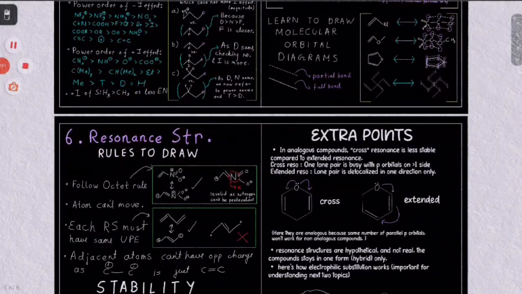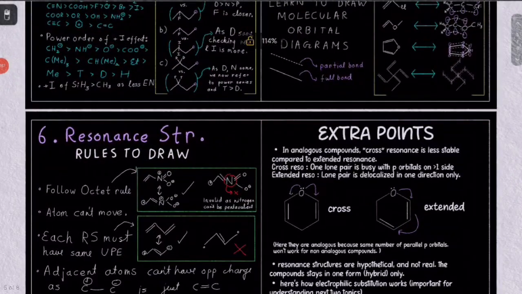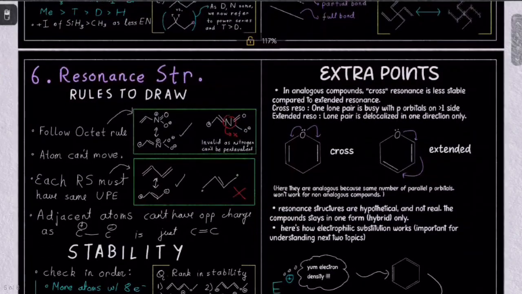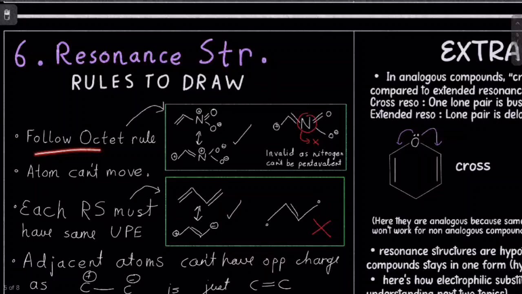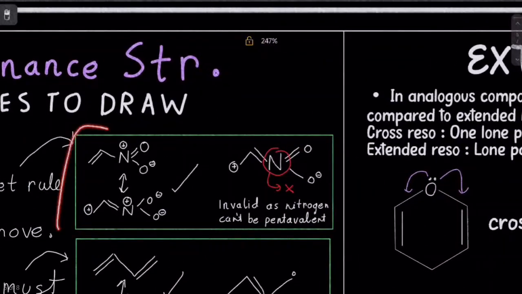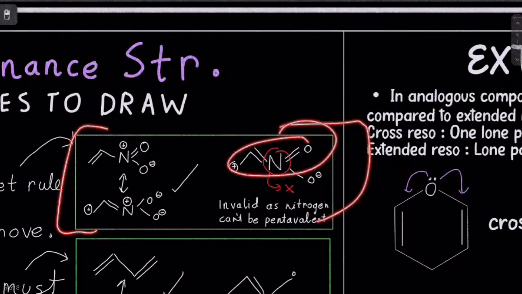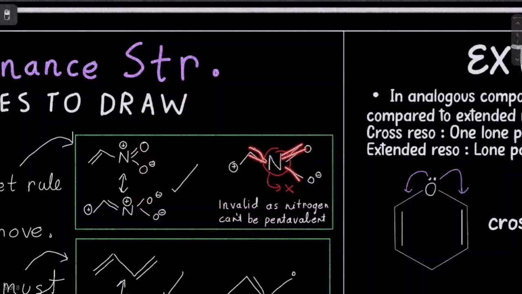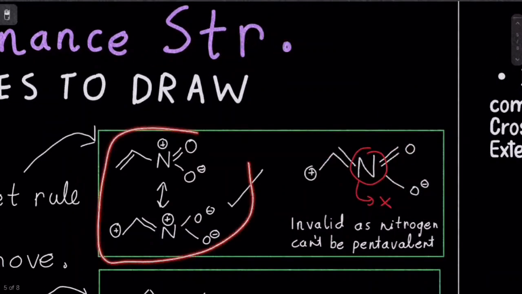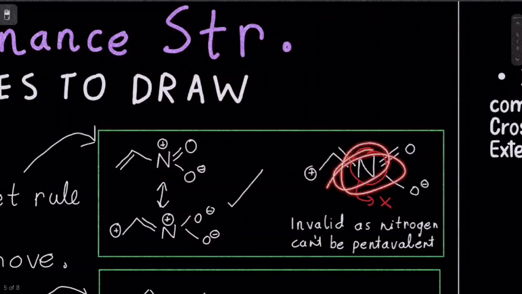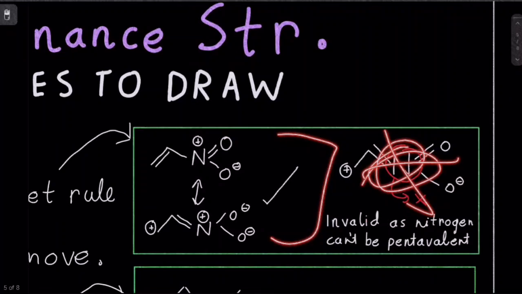Now we move on to resonance structures. I'm sure you already know how to draw resonance structures, so I'll just give you some extra points. Always follow the octet rule. For example, look at this. This resonance structure is invalid as here nitrogen is forming 5 bonds. But here we see that there is no issue because it can form 4 bonds. Any second period element can form up to 4 bonds. And here we see that it's forming 5 bonds. So this is invalid while these two are valid.